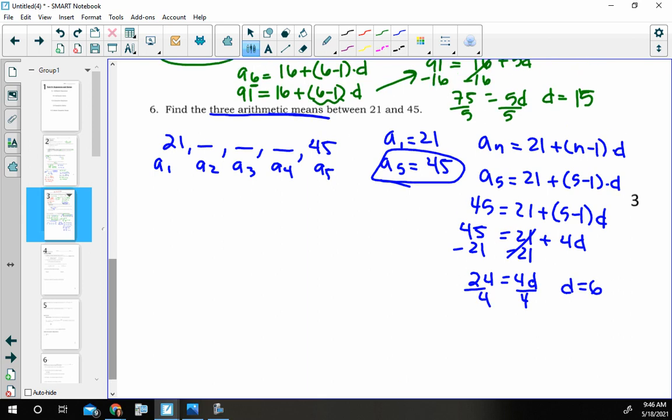So I can take 21, add 6 to it, add 6 to it, add 6 to it. If I add 6, I should get to 45.